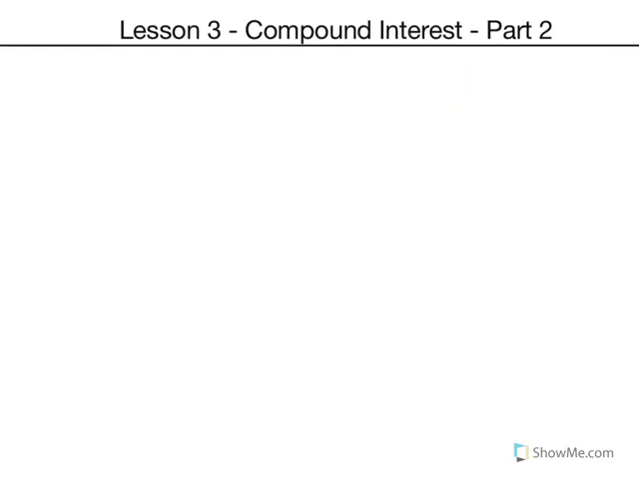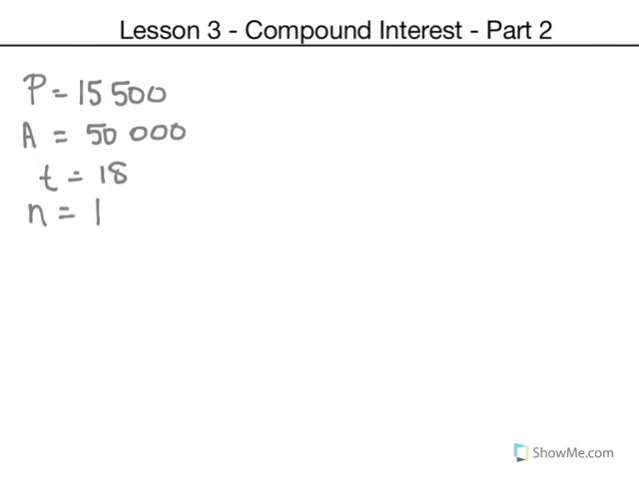And for the last example, a parent has invested $15,500, so that's our principal, in a registered education savings plan, an RESP, which is what people often do for children or grandchildren. They want it to grow to $50,000 by the time their child goes to university in 18 years. So A is 50,000, t is 18. What is the interest rate if it's compounded annually? So n is 1. What would the rate need to be to get to the 50,000? So we're looking for r.